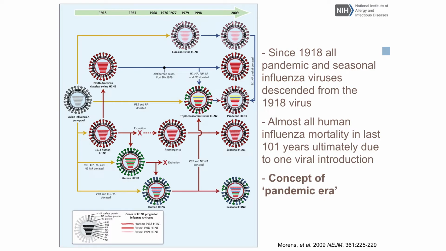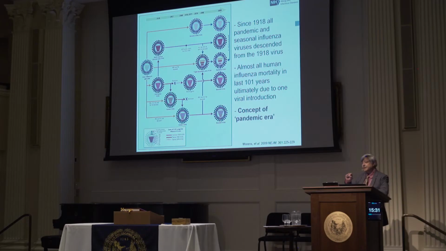Here's one important lesson that I would like you to take away. This is a very complicated slide, forget the details, but here's the story. An individual virus passed from a bird through some mechanism to adapt to people in 1918 or just before 1918 to cause a pandemic. That virus killed 50 to 100 million people in a few months.